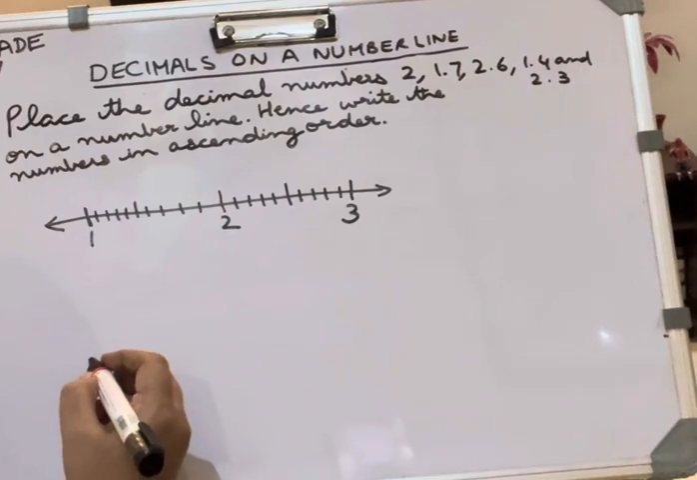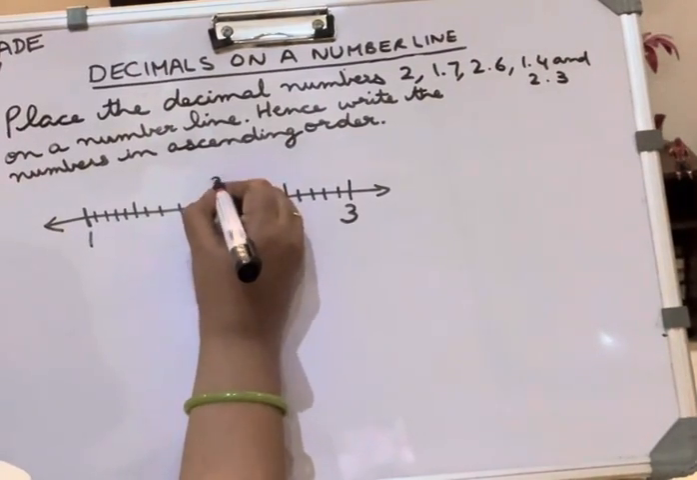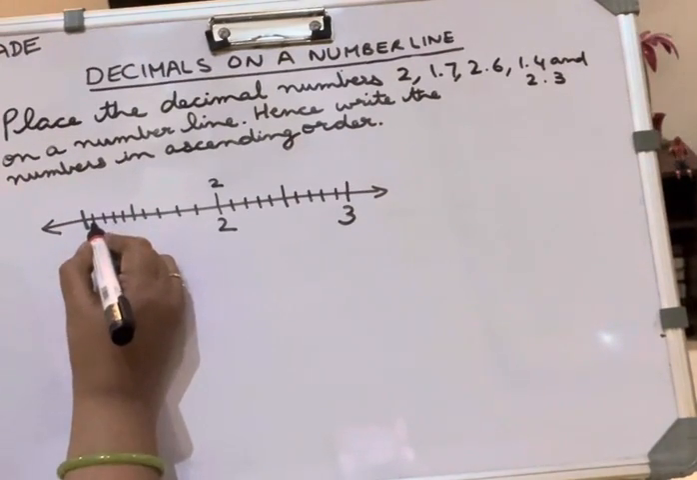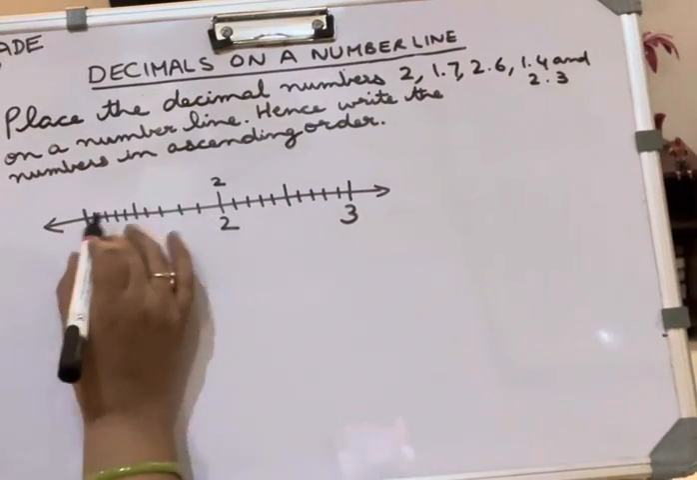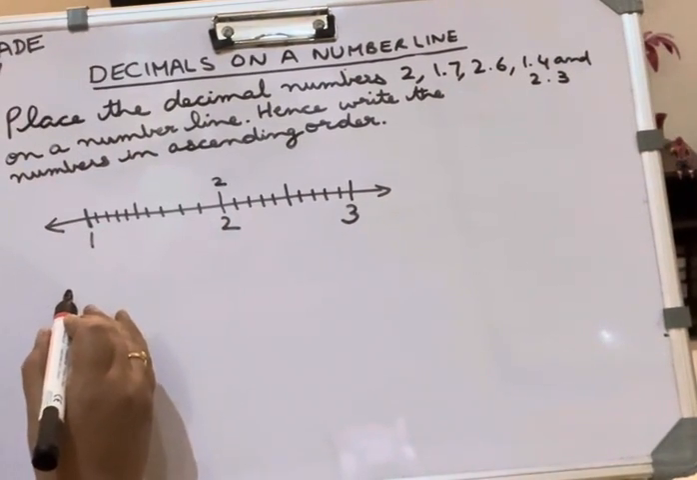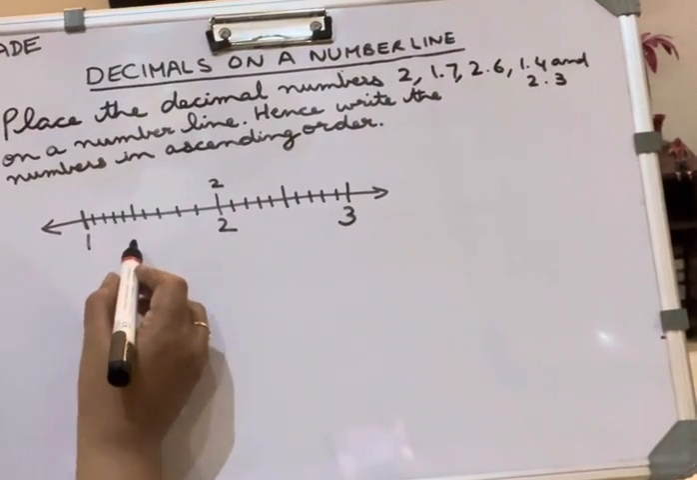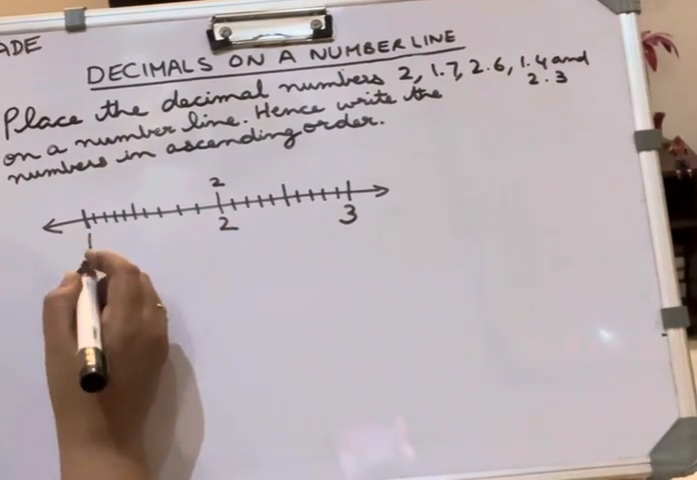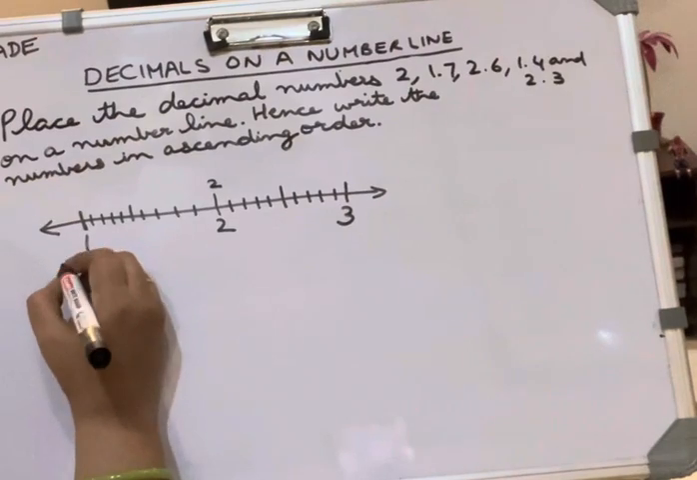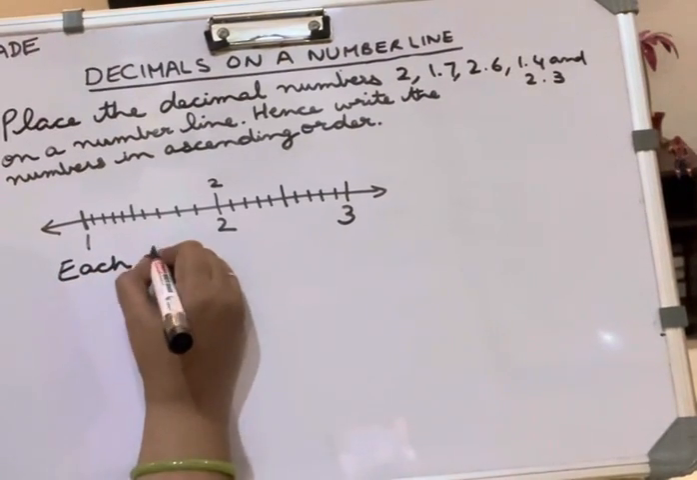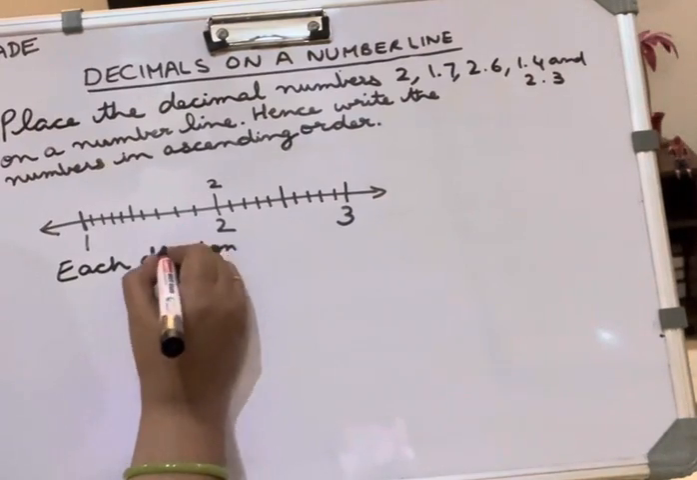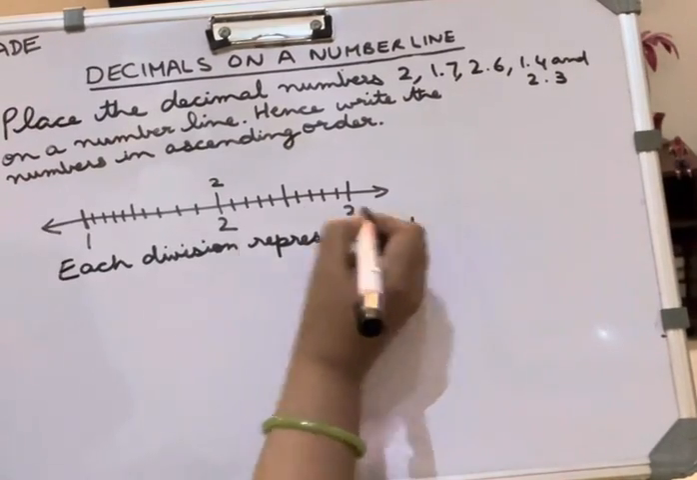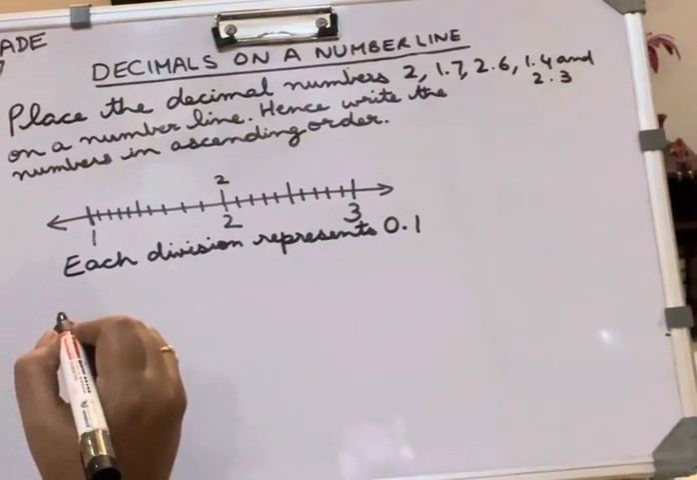Now we have to place the numbers. Now what do we observe? The number line is divided into 10 parts. Each division is representing 0.1. So there are 10 parts between two whole numbers. So each division represents 0.1.